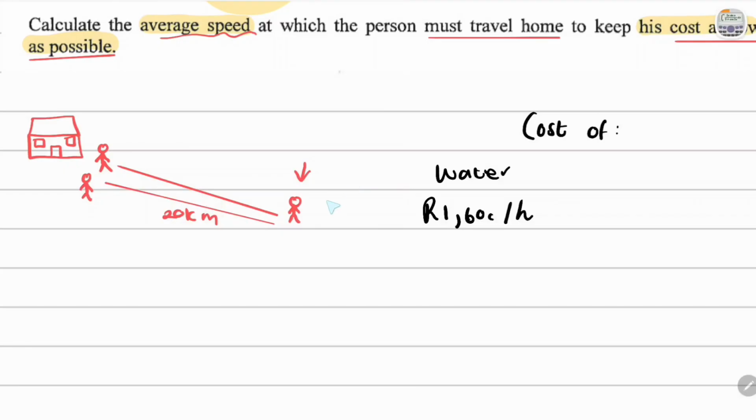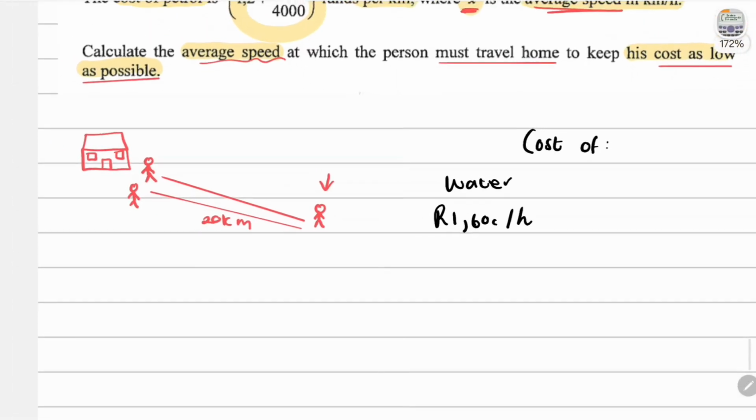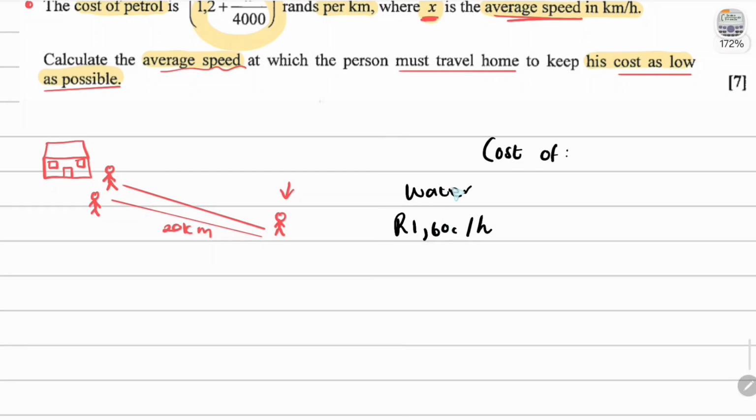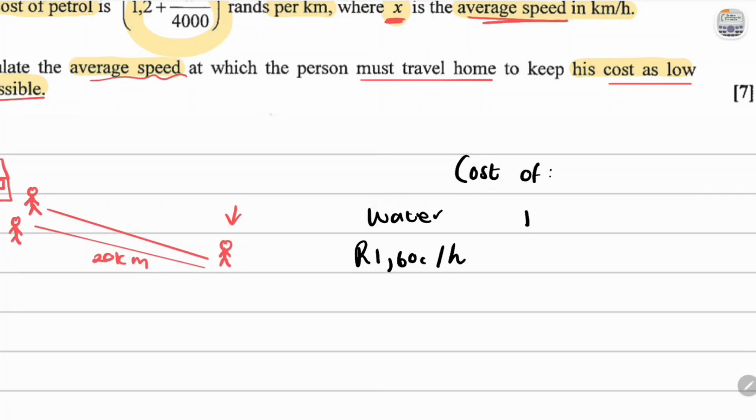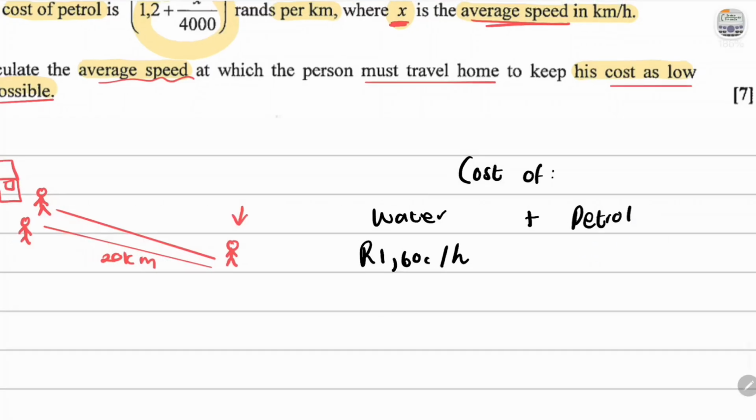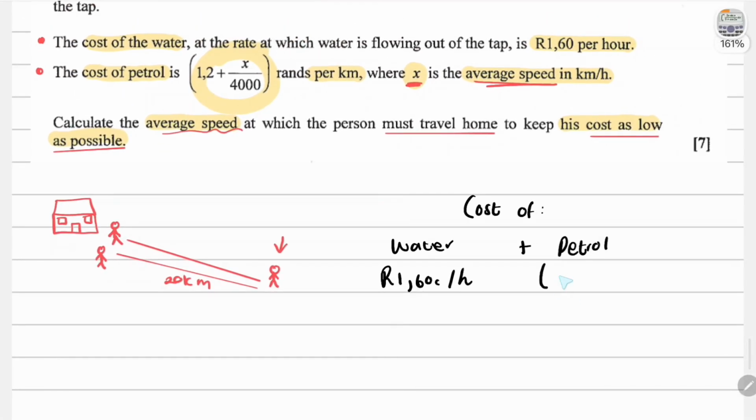So if we could find out exactly how many hours it takes him to get home, then that would solve the problem here. We'll find out exactly how much the water would cost because we would know how long it took him. Okay, and then we're going to, of course, add this to the cost of the petrol. So these are the two costs that we're going to consider. And we know that the petrol is calculated as 1.2 plus x over 4,000. And this is in rand per kilometer.